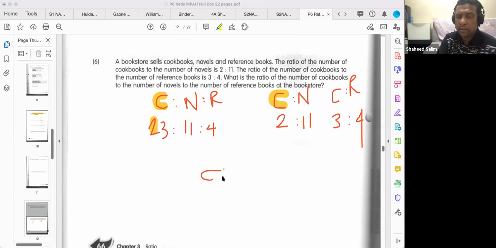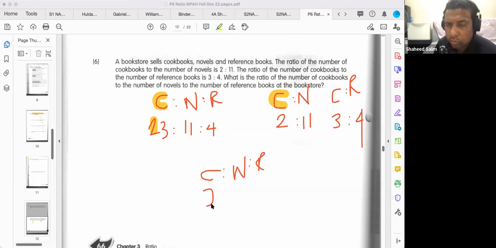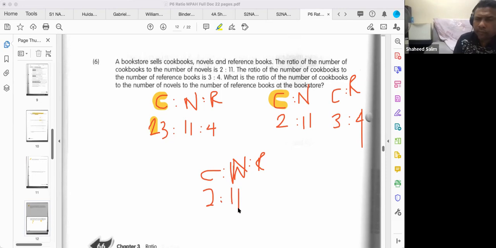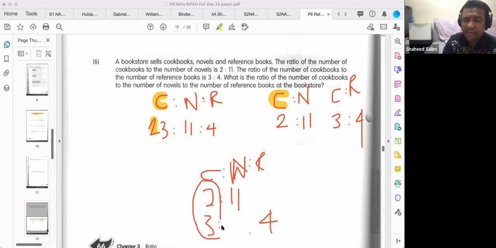Okay. So now I can also write it here. Let's say C and R. Cookbook to novels: cookbook is 2, novels is 11, and then cookbook is 3, reference is 4. So now, what number can we make the cookbook reference be the same? I can times this by 3. And then I must also times this by 3. Then I will get what?